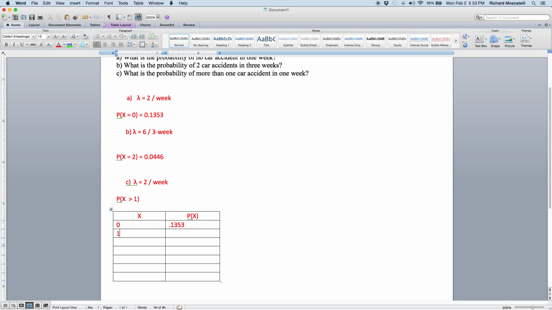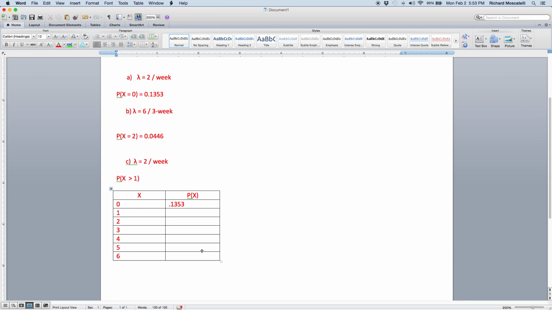There may be one accident this week, or there may be two, or three, or four, 5, 6. All right, so I'm running out of room here. I only created a table that has 6 entries in it. In theory, this table keeps going and going and going. So, we didn't work all these probabilities, obviously. We only worked the first one.